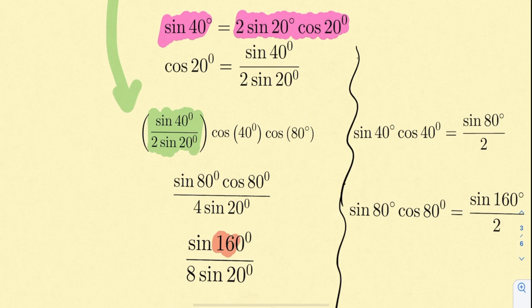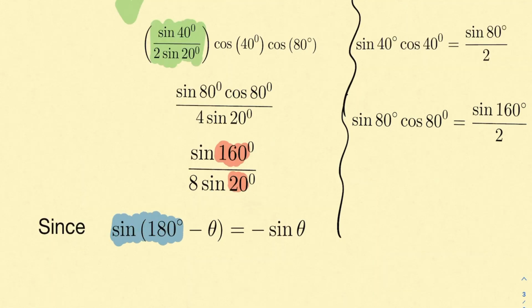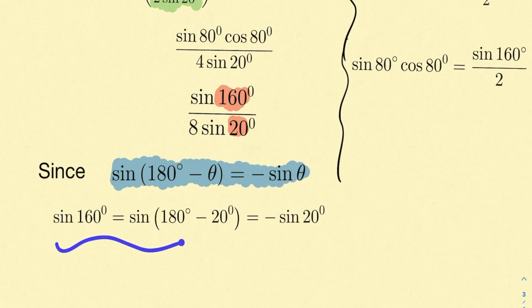Now you'll notice the 160 and the 20 degrees add up to 180. Whenever you have angles in an expression that add up to 180, 90, or 360, there's usually a related angle that you can apply there. The identity we're looking at is that the sine of 180 minus theta is equal to the sine of theta. Therefore, the sine of 160 degrees is equal to the sine of 180 minus 20, which is equal to the sine of 20 degrees.